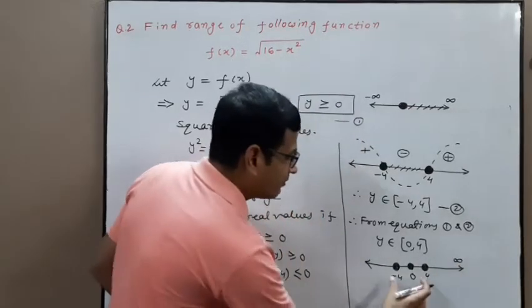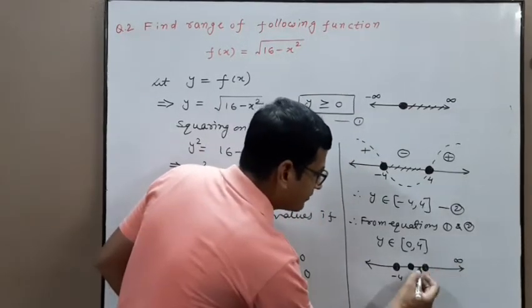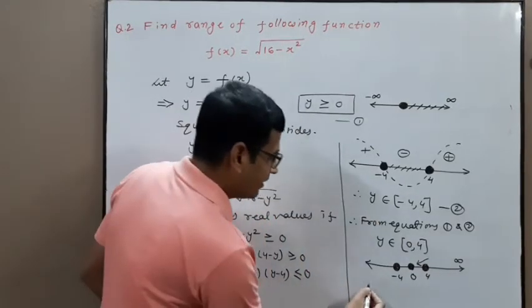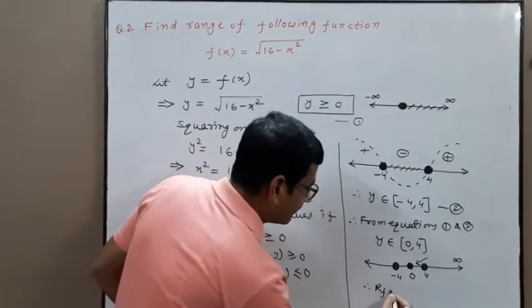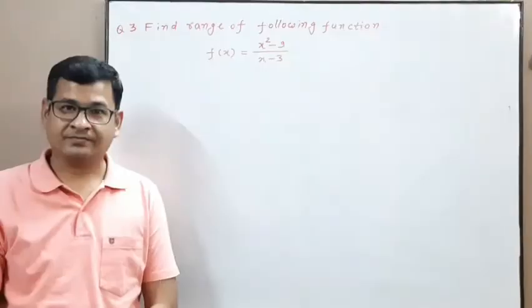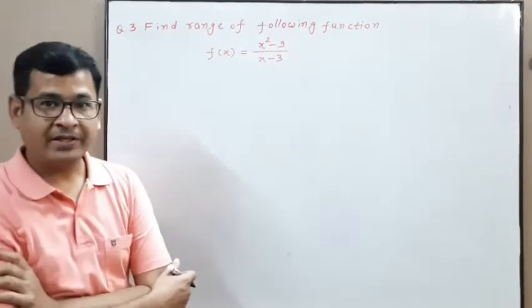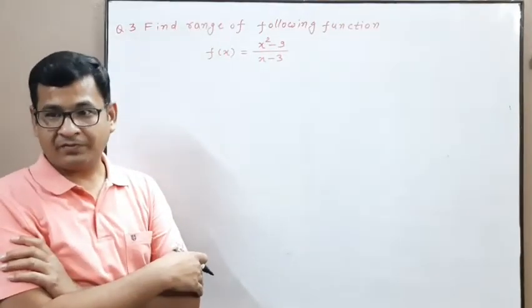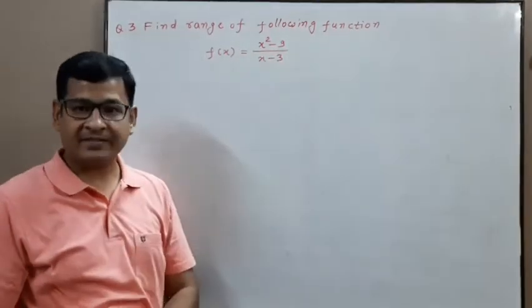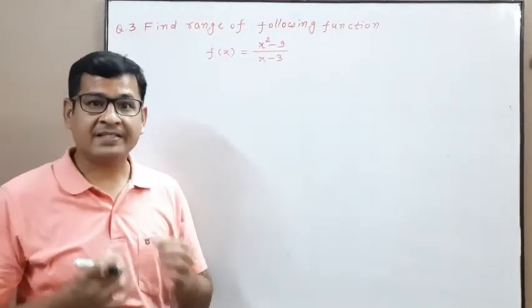What is common between minus 4 to 4 and 0 to infinity? This portion, and this is 0 to 4. Therefore range f is equal to 0 to 4. Next problem. Find the range of the following real valued function. f(x) equal to (x square minus 9) upon (x minus 3). This is a very special question.